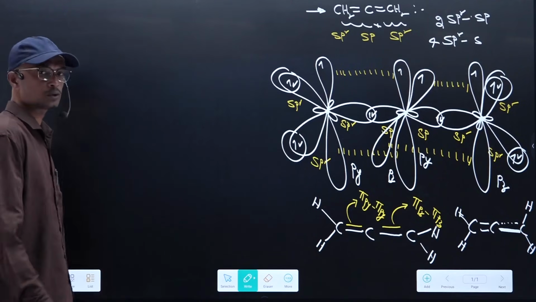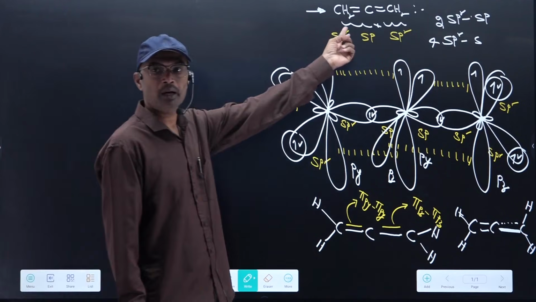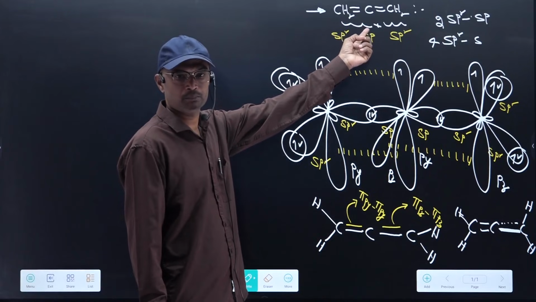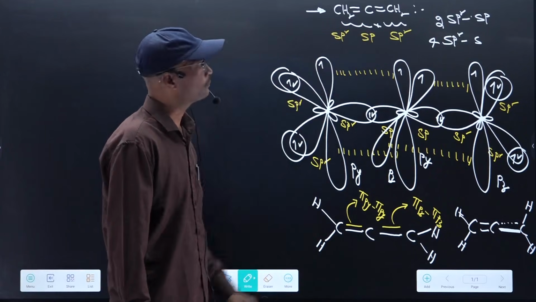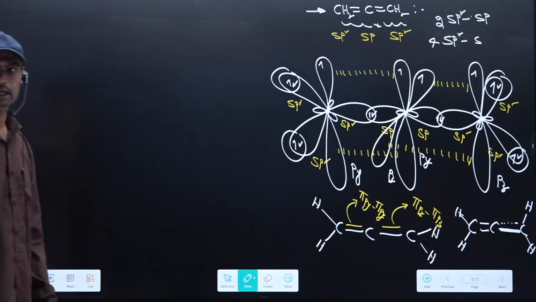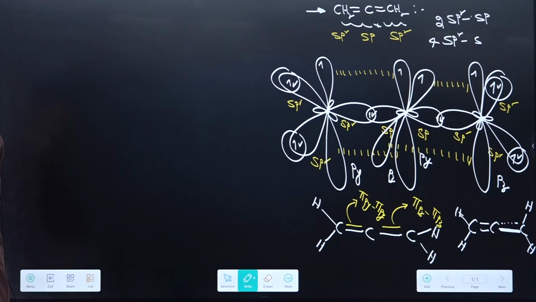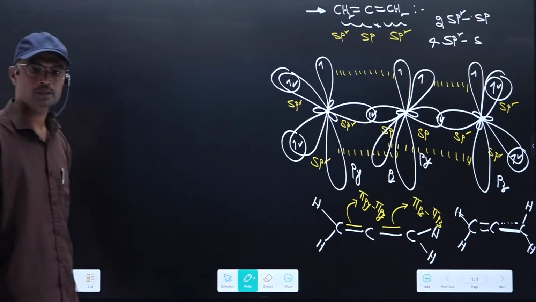So what is the name of this molecule? Propadiene. The molecule name is propadiene. Otherwise you can say allene. The common name is allene. The IUPAC name is propadiene.